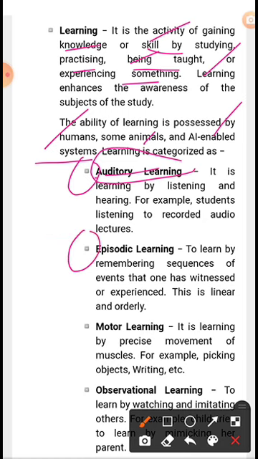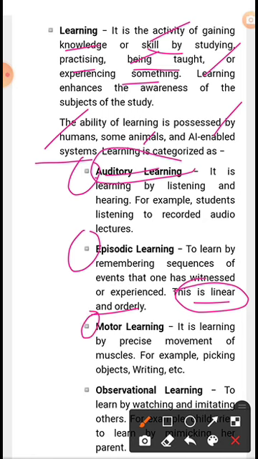Second one is episodic learning. In this, we learn by remembering sequences of the events that one has witnessed or experienced. This is linear and orderly. In the case of episodic learning, we are going to learn things by remembering the sequences of the events that one has witnessed or experienced. This type of learning is linear learning, and it is also known as orderly learning.